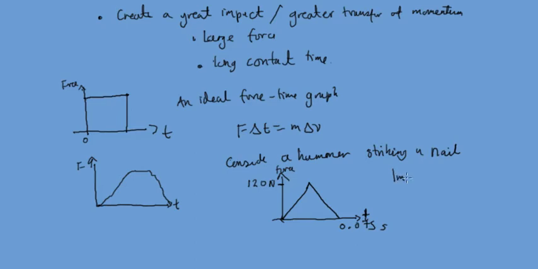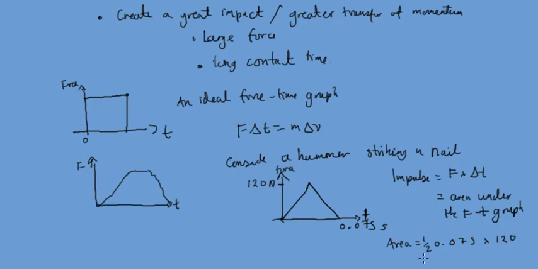To work out the impulse, we've got F times the change in time. This is equal to the area under the force time graph. Now for more complex cases, you can see where this is going to lead you. If you look at these equations, this is going to lead us eventually into the realm of integration. But for this example here, we've got a nice triangle. So the area is equal to half times 0.075 times the maximum height, which is 120, which gives us 4.5 newton seconds.